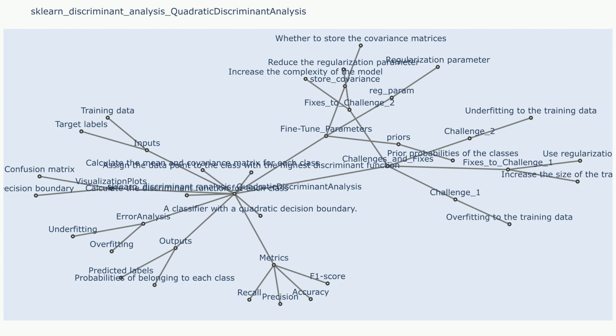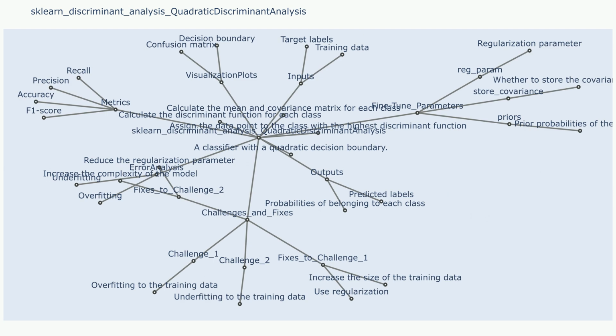Uncertainty methods: Probability estimates: the model provides probabilities for each class for a given input sample. The uncertainty can be measured by the difference between the highest and second highest probability.